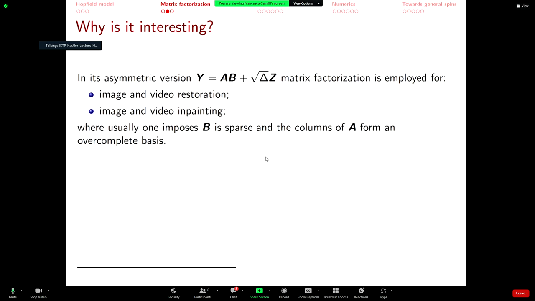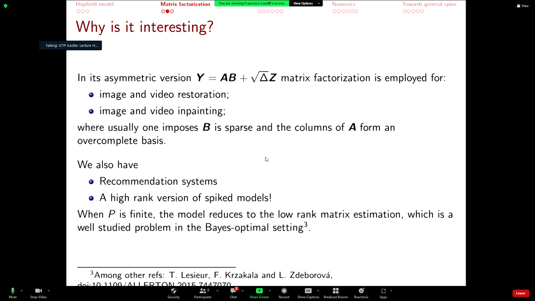And in this setting, one usually imposes that B is sparse, so it is a very sparse matrix, in such a way that it creates combinations of few elements in A. And the elements of A have to form an overcomplete basis in order to conserve the complexity that is stored in Y, in some sense. It is also used in recommendation systems, again, in order to find missing elements, I mean, the most likely missing elements in the matrix.